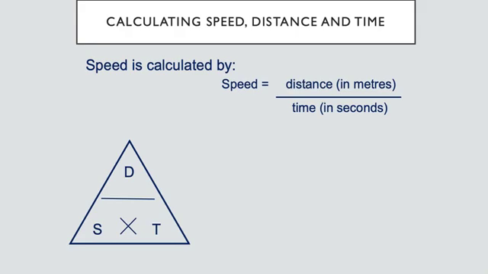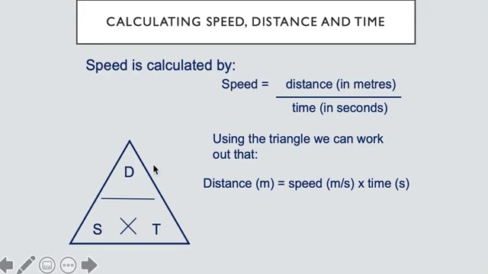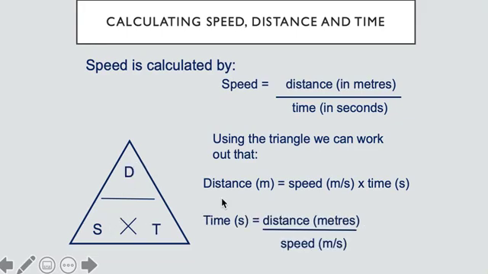So we've said that speed is distance divided by time. If you would like, you could use a triangle to help you work this out. You've got to be able to work out speed being distance over time, but you've also got to work out what distance and time are. So if I want to find speed, I would cover over speed, and it's distance divided by time. If I wanted to find distance, I'd cover that over, and it's speed times time. If I want to find time, I'd cover it over, and it's distance divided by speed.